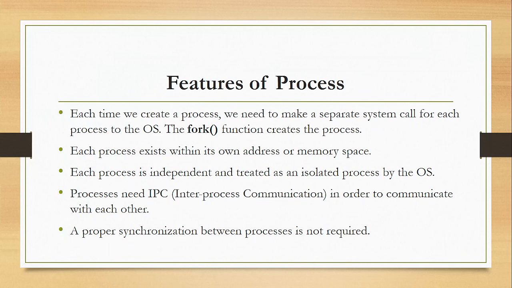We also have the features of a process that we need to understand. For example, for those of us who have seen how to create processes using the Linux operating system, we normally have the fork function. This fork function allows us to create our process. So we need to ensure that any process must exist within its own address or memory space. Very, very important. Again, each process should be independent and treated in isolation by any operating system. I think that we have already mentioned.